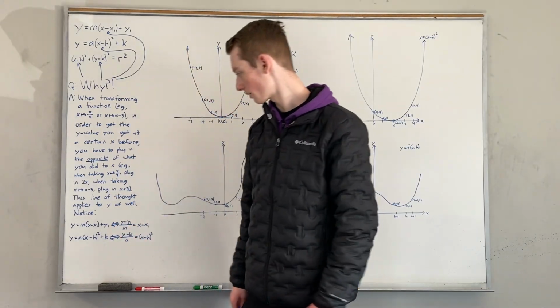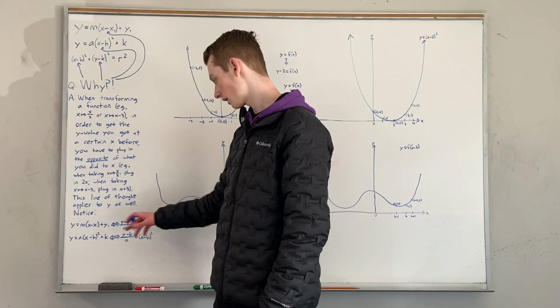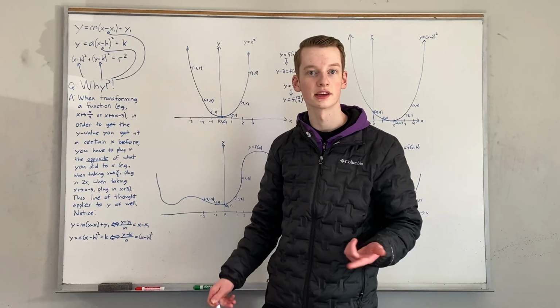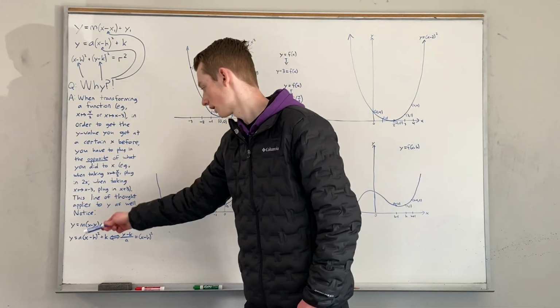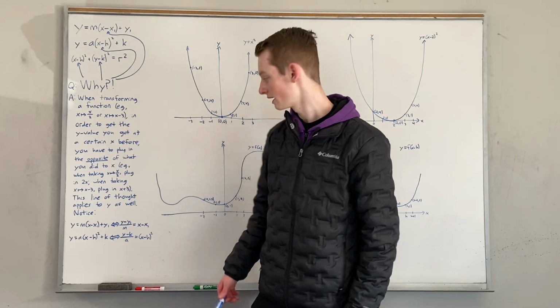Notice, take my point slope form, rearrange it by subtracting y1 and dividing by m, and I get something that looks very much like the examples we just looked at. Take my vertex form, subtract k, divide by a. I get something that looks very much like the examples we just looked at.